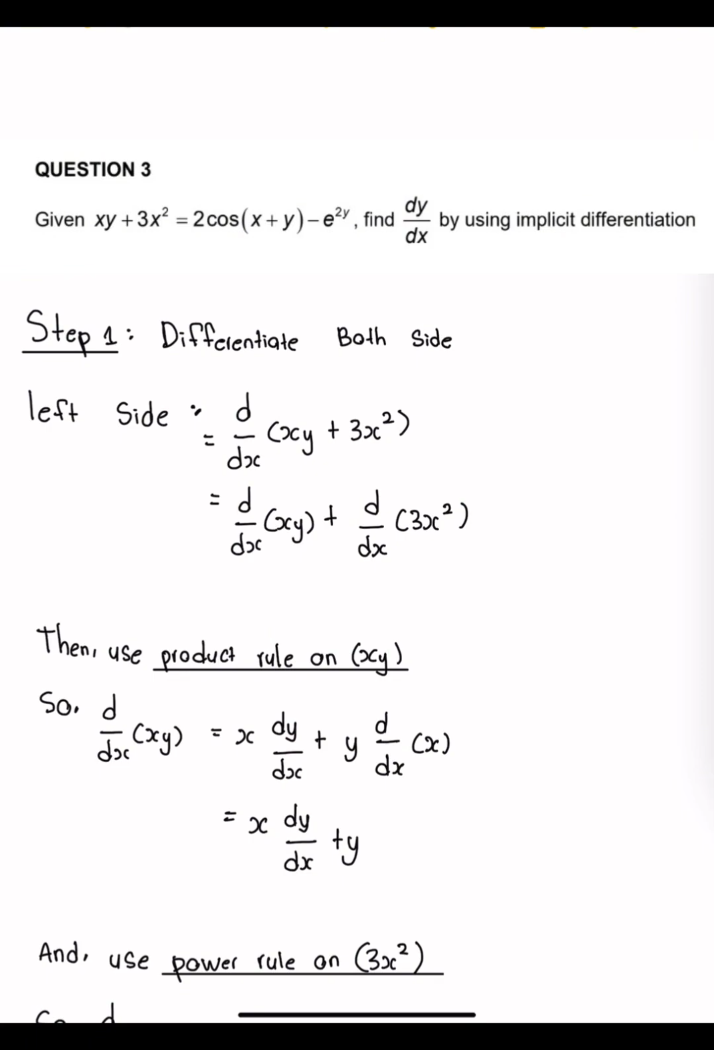Alright, so today I will be answering question 3. Let me rephrase the question. Given xy plus 3x squared equals 2 cos(x plus y) minus e to the power of 2y, find dy/dx by using implicit differentiation.